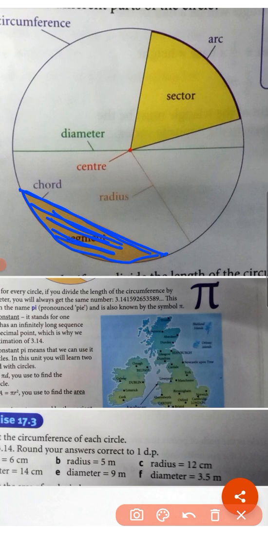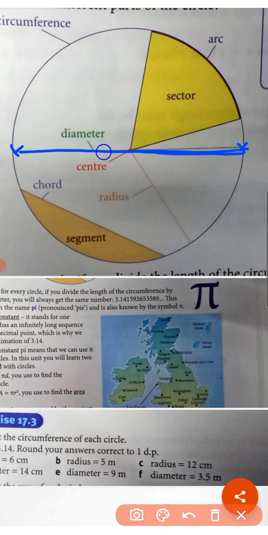Children, next is diameter. Any line that passes through the center of the circle and connects two points of the circle is known as the diameter. Here these two points are on the circle. This line connects these two points and passes through the center also. So, this line is known as diameter.